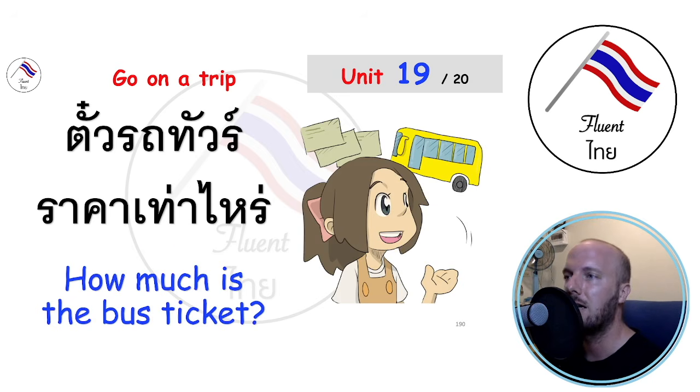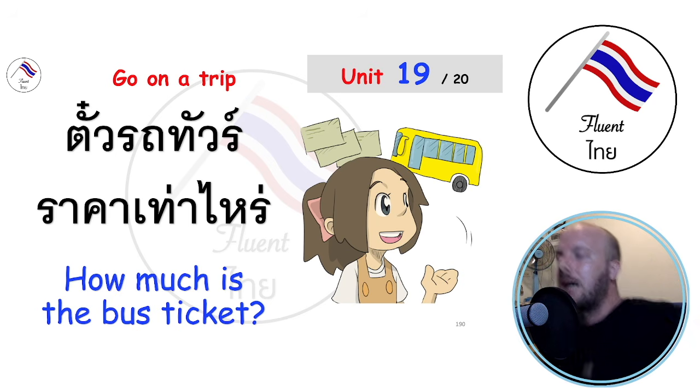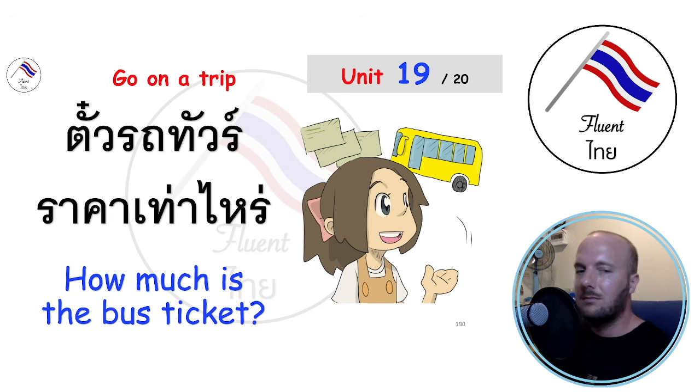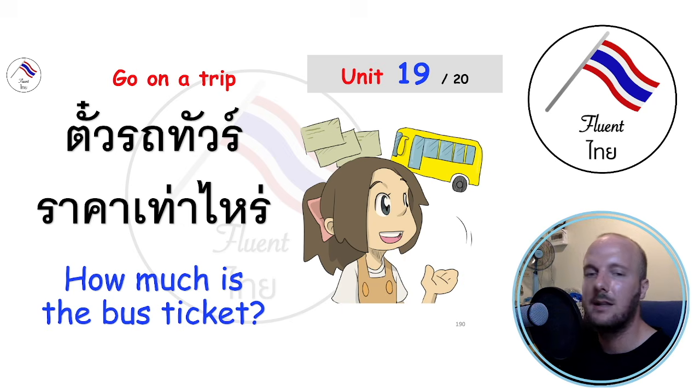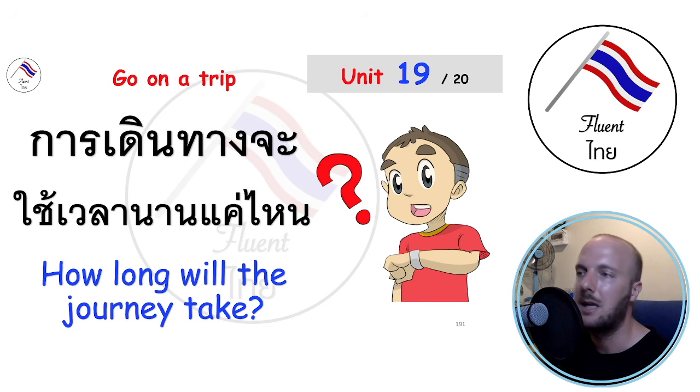Okay, how much is the bus ticket? ตั๋วรถทัวร์ราคาเท่าไหร่. If the context is obvious, you don't have to say รถทัวร์, you can just say the word ticket: ตั๋วราคาเท่าไหร่. And because it's obvious that you're talking about price, you don't even have to say the word ราคา, you could just say ตั๋วเท่าไหร่. I'm just giving you full versions but then explaining that in real life we don't always say it like that.